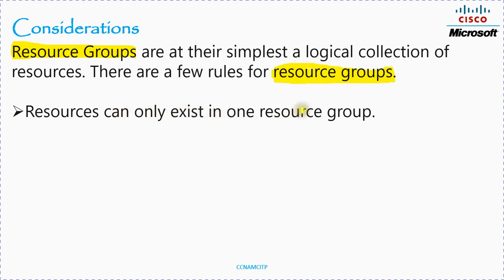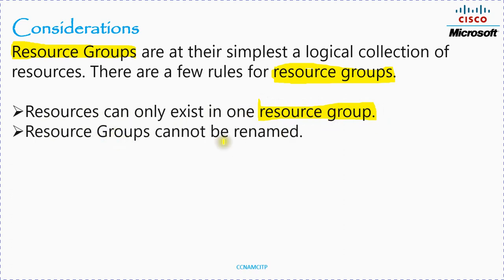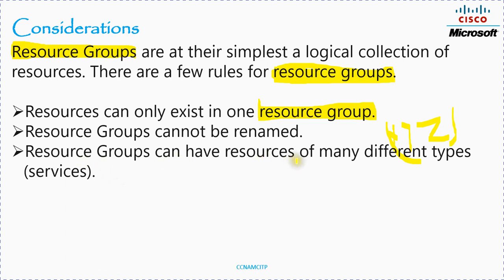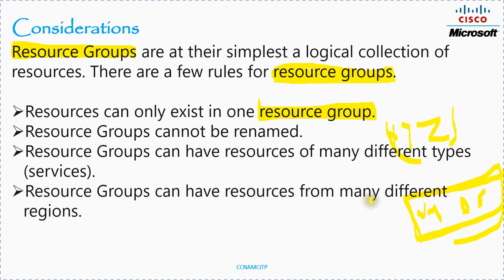Resources can only exist in one resource group. This is very important. Even this will come in the AZ-900 examination, so you should make a note. Resources can only exist in one resource group. Apart from this, a resource group cannot be renamed. For example, you gave XYZ initially, so it will remain XYZ only. Resource groups can have resources of many different types of services. For example, you can create a VM, you can use a database, and storage accounts inside your resource group, or you can use multiple services also. Also, a resource group can have resources from many different regions.